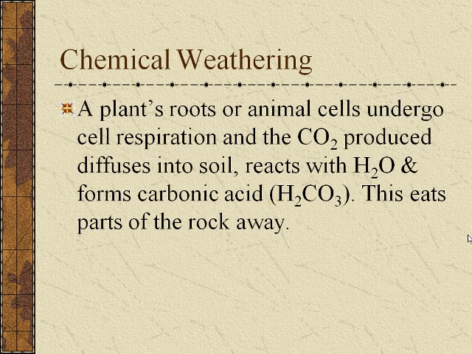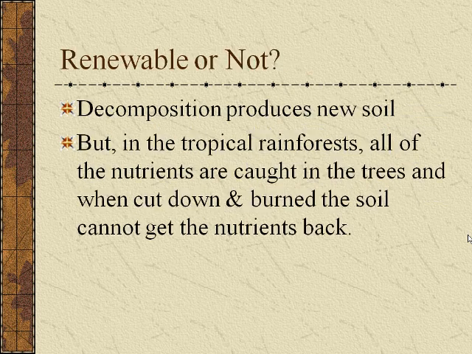Chemical weathering is looking at cell respiration, the CO2 production diffused into the soil, which reacts with water to make carbonic acid, H2CO3. And so that carbonic acid will eat away parts of the rock and break it down into smaller pieces. So that's the chemical weathering. And the renewable or not, again, it's a very slow renewable process. The biological weathering comes from decomposition, which produces new soil.